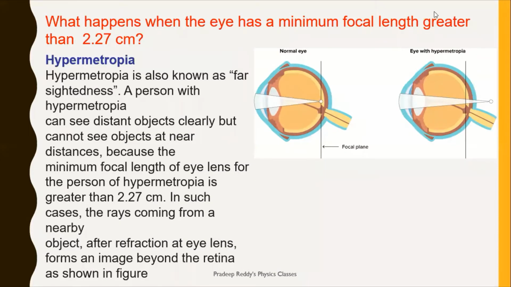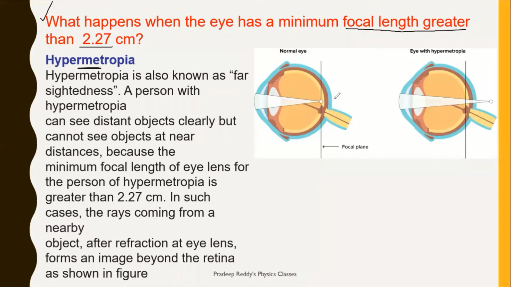Now coming to another defect in the vision, it is hypermetropia. Now the question is, what happens when the eye has minimum focal length greater than 2.27 centimeter? So if the minimum focal length is greater than 2.27 centimeter, then what would happen? Then obviously what happens is the image is formed beyond the retina.